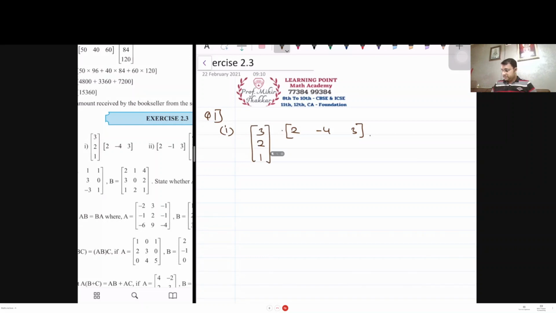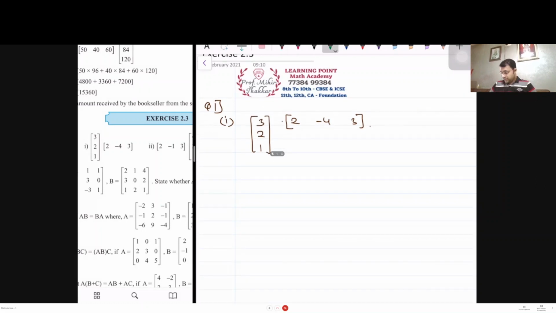Okay, so let us start with the first exercise. In fact, the first question of the third exercise, I should say. It's very easy. Before starting to multiply, let me check if it is really possible to multiply it or not. The first matrix has order 3 by 1 and the second matrix has order 1 by 3. Yeah. So the number of columns of the first and the number of rows of the second are equal. Therefore, when I multiply, the order of the product matrix is going to be 3 by 3.